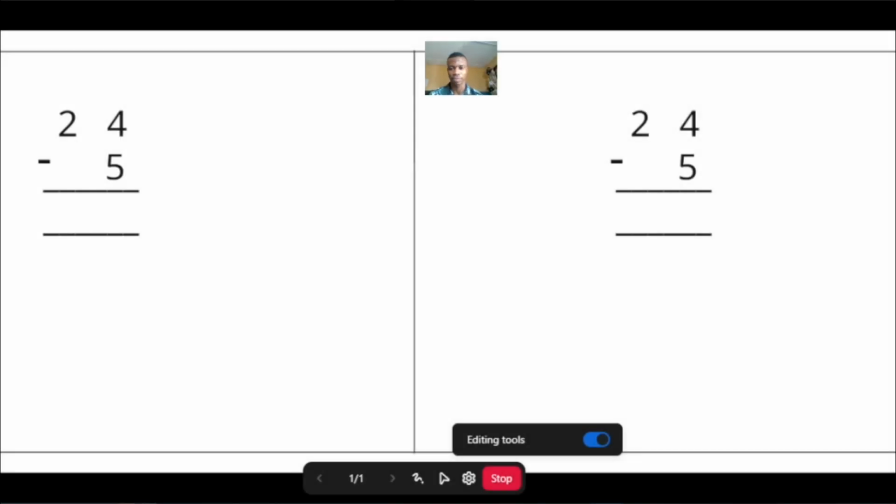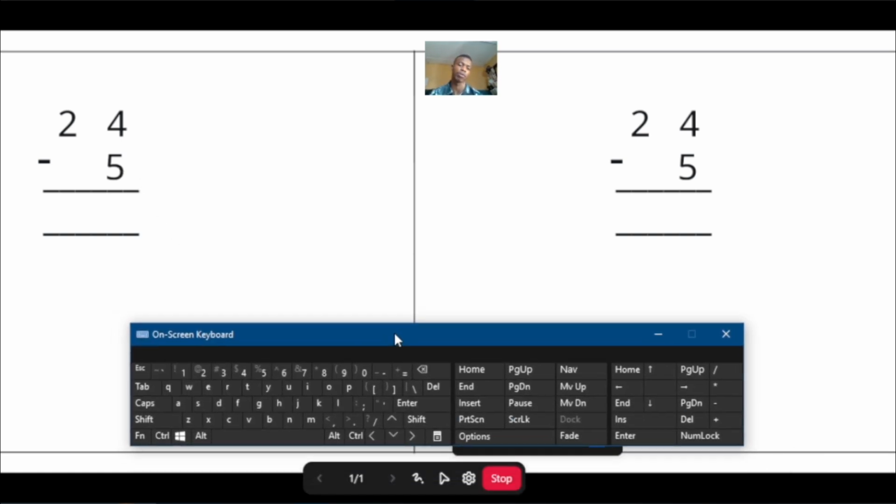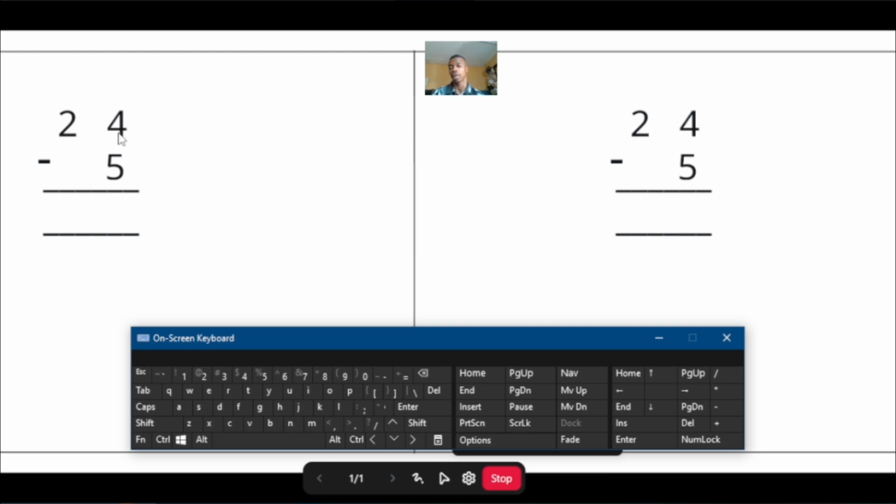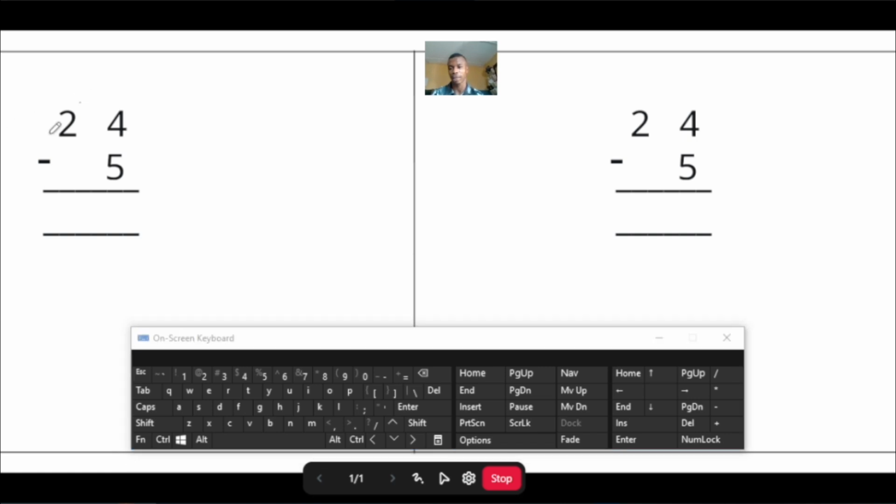Now what do we have here? 24 minus 5. Have we ever wondered why, when we are told to subtract 5 from 24 like this, using the column method, we would strike out this 2, borrowing 1 from 2, and when we add that 1 to 4, it becomes 14?